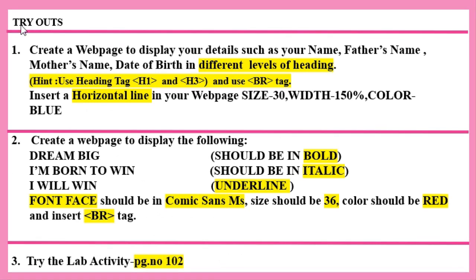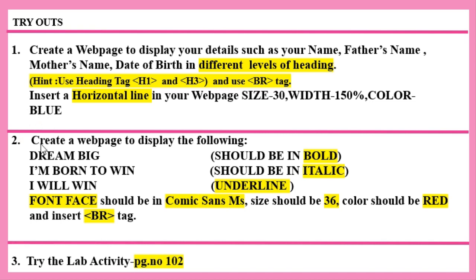Children, here is an activity for you. First one, create a web page to display your details such as your name, father's name, mother's name, and date of birth in different levels of heading. So, make use of heading tags H1 and H3. Also, use the BR tag, and insert a horizontal line in your web page. The size should be 30, width should be 150, color should be blue.